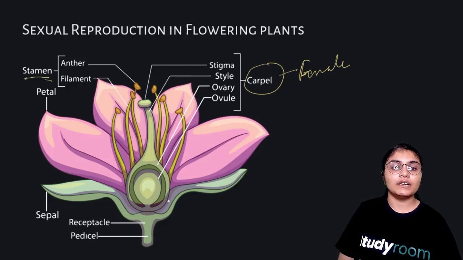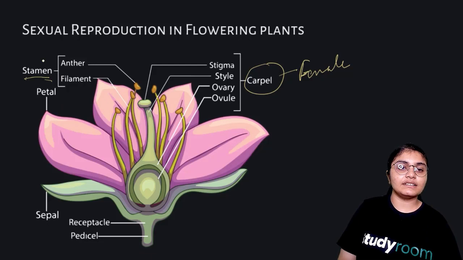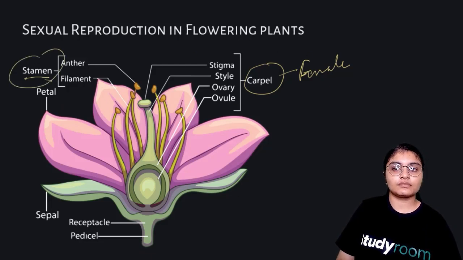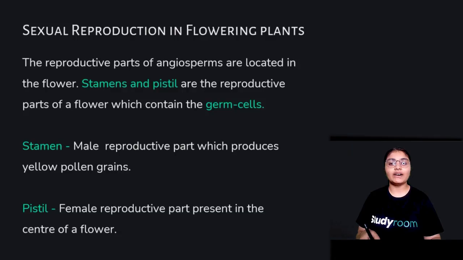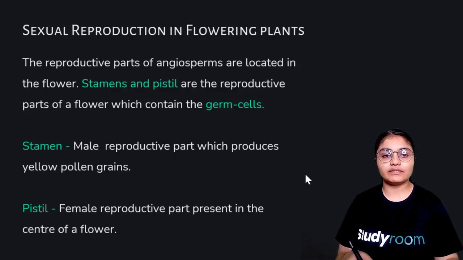tree or the plant. Okay, so you can see here that this is the male reproductive part and this is the female reproductive part. You will be asked to draw this whole diagram and explain the functions of the different parts of the flower. So now let us go through these parts of the flower one by one and let us see what are the importance of these parts.